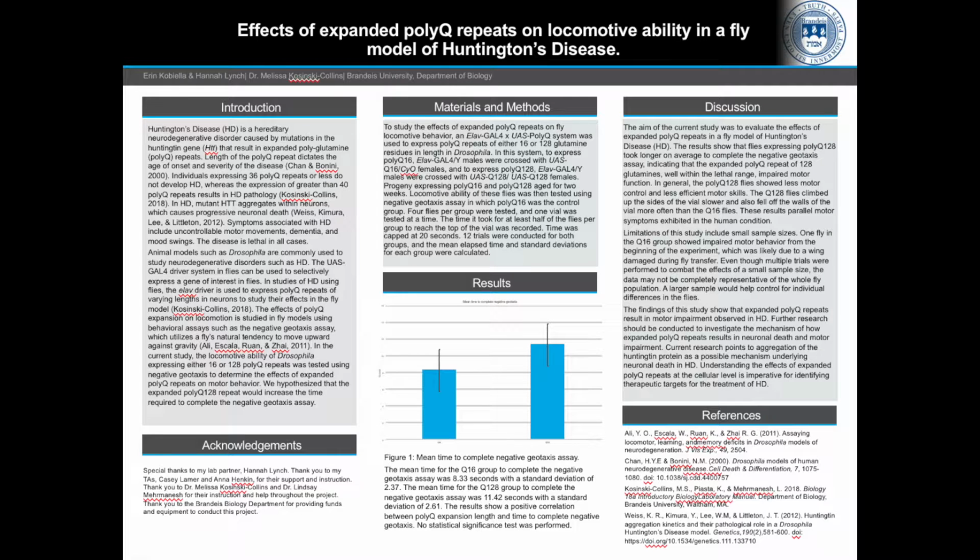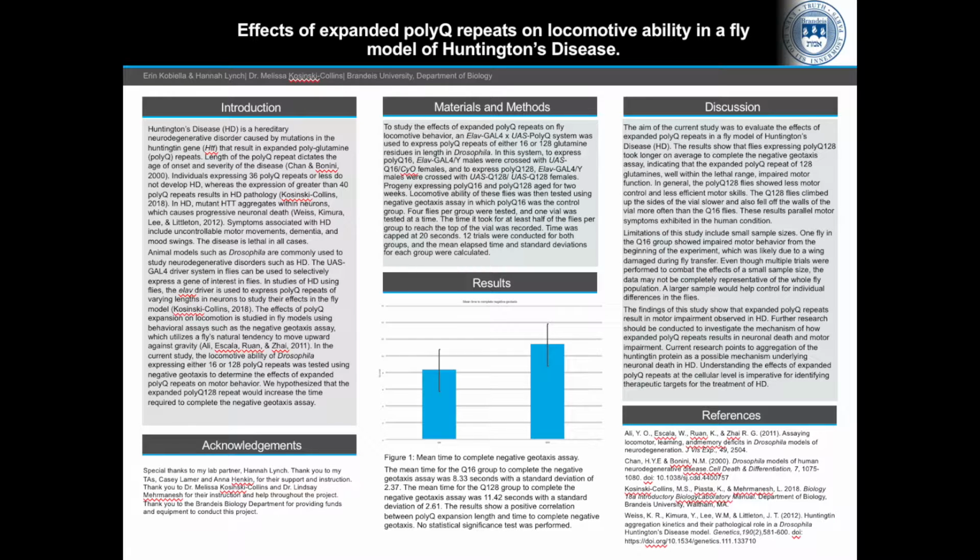Hello, I'm here to present the effects of expanded polyQ repeats on locomotive ability in a fly model of Huntington's disease. So to start off, Huntington's disease is a hereditary neurodegenerative disorder caused by mutations in the Huntington gene that result in expanded polyQ repeats. The length of the polyQ repeat dictates the age of onset and severity of disease.